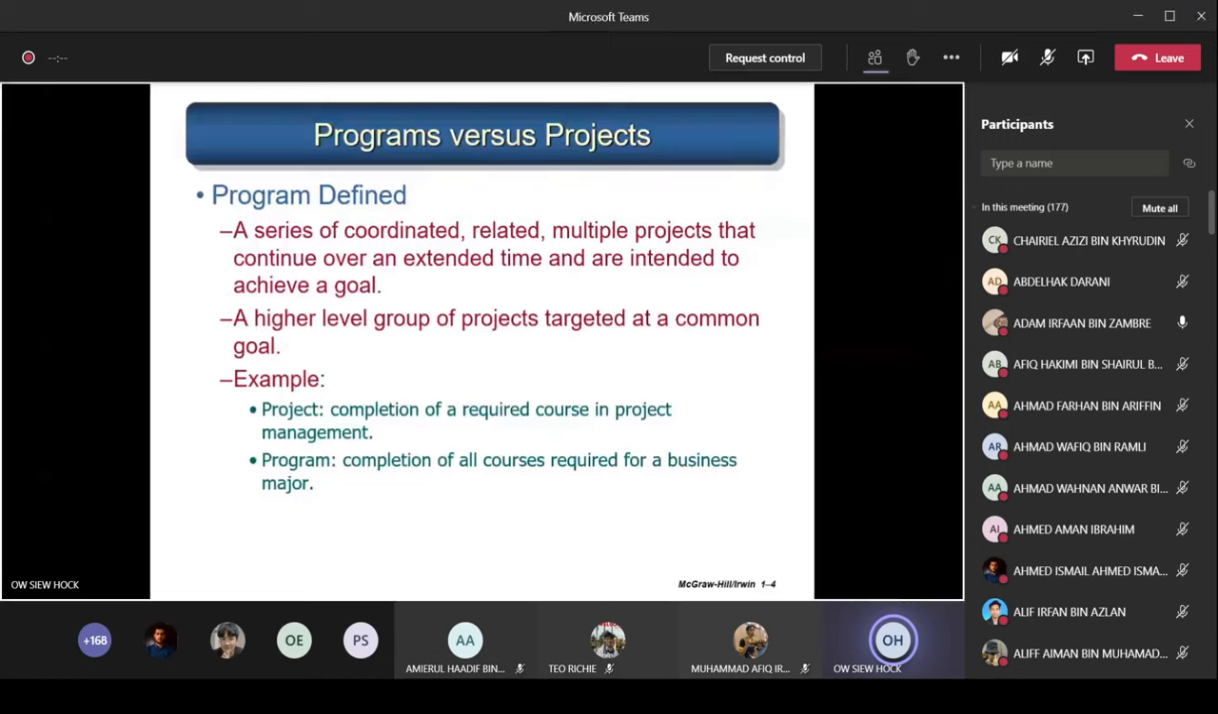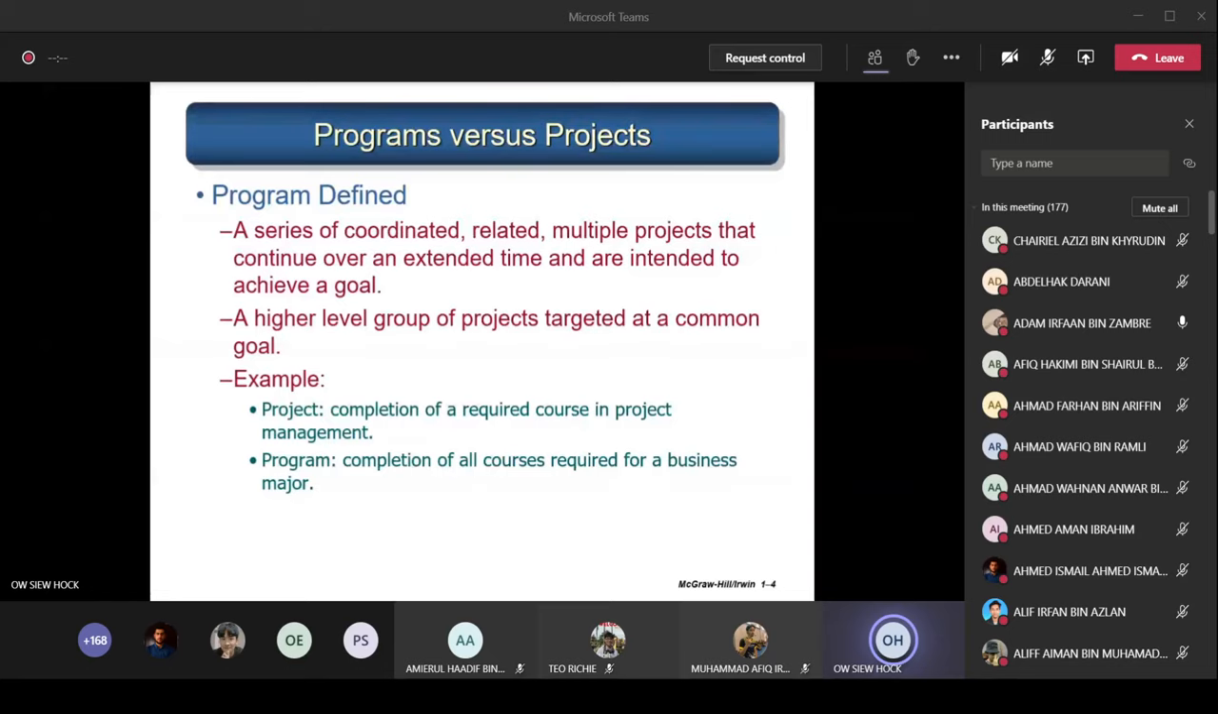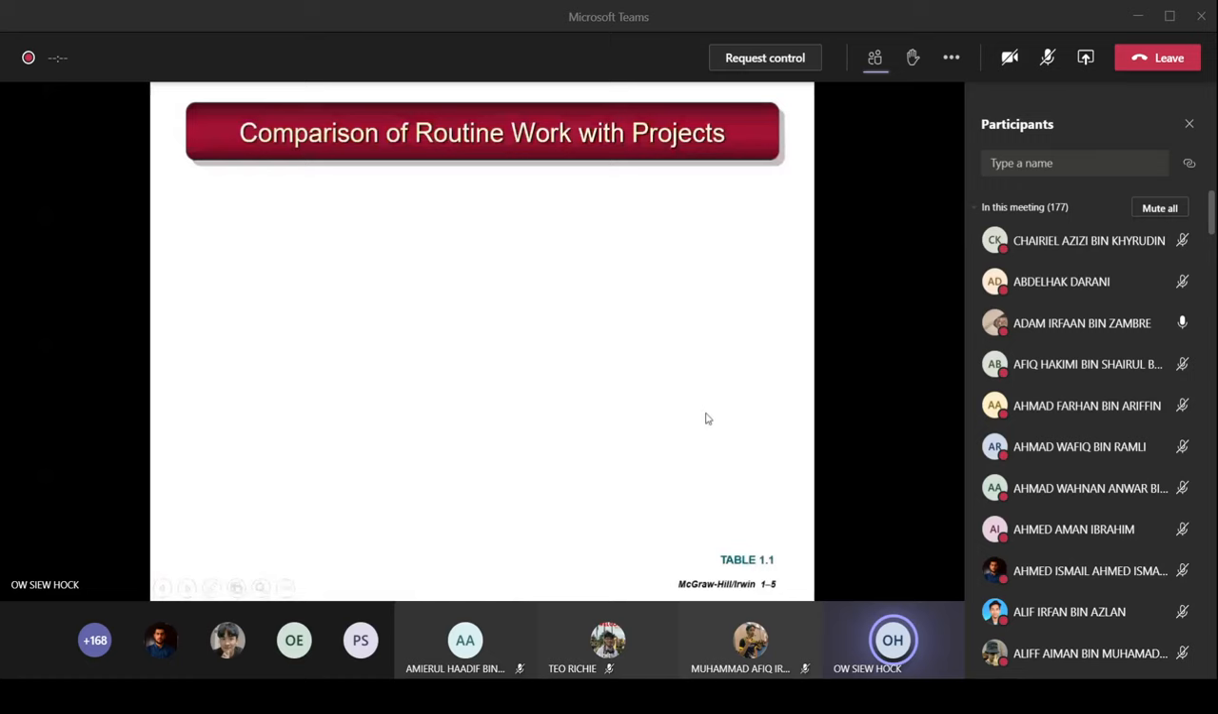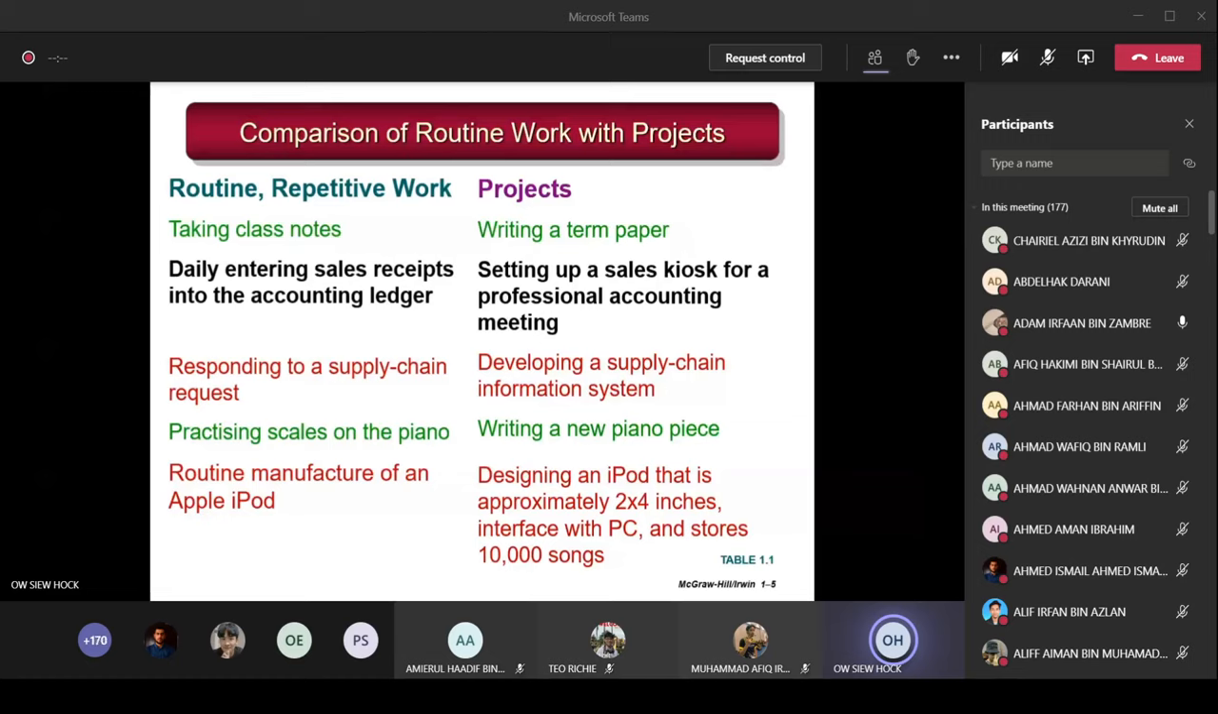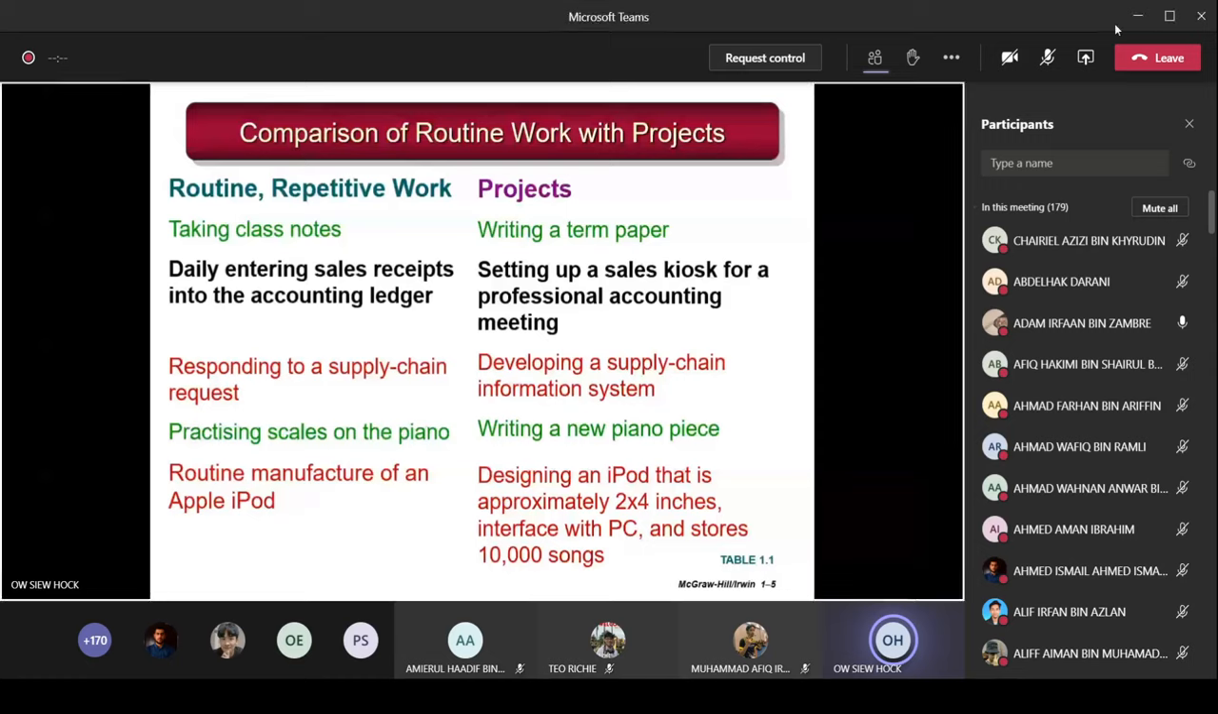Okay, next, let's go on to the next slide. Comparison of routine work with projects. Just now I mentioned, a project is non-routine. So you must know how to differentiate which one you do every day, then it cannot be classified as a project. Which one you only do once, then you can classify as a project.